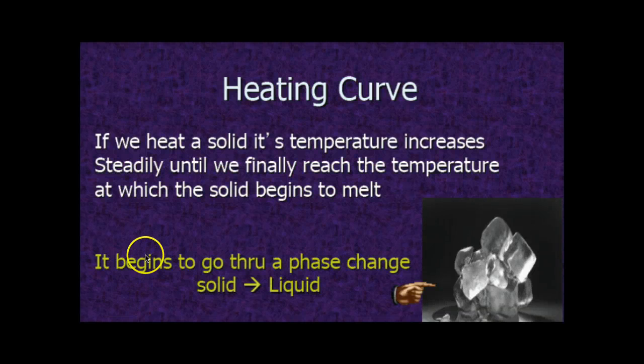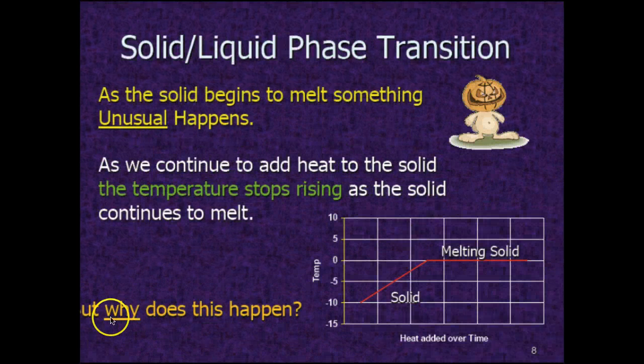But all in all, what I need you to understand is if we heat a solid, its temperature increases steadily until we finally reach a temperature at which the solid begins to melt. It begins to go through a phase change. The solid turns to the liquid. And notice, as you can see from this slide, it says, as the solid begins to melt, something unusual happens.